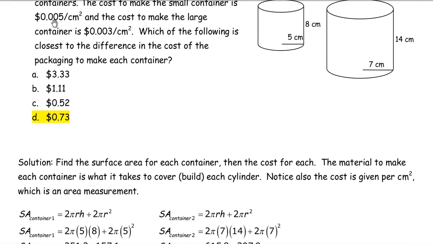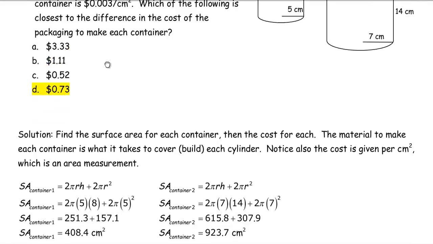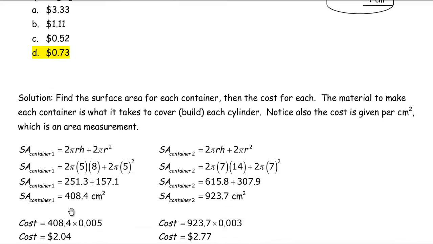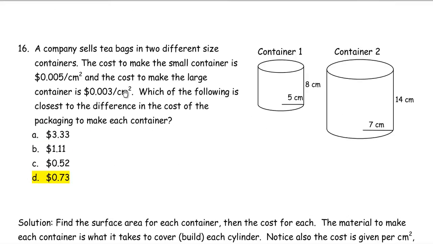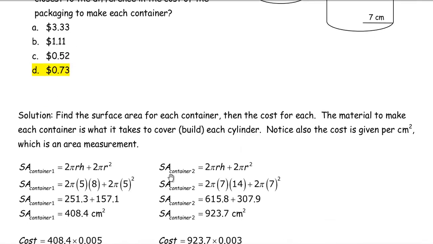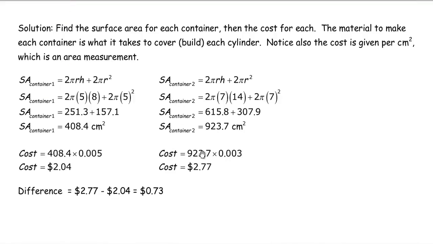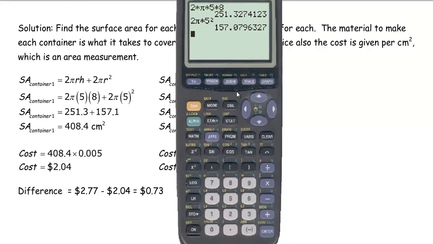Now we're told the costs. It's slightly different for the two. The first one's a little more expensive. $0.005 is half of a cent per centimeter squared, and the other would be 0.3 cents per centimeter squared. It's easy to just leave it in dollars though, because then your final answer is in dollars. So the first one is multiplied by its surface area, and for the large container, we multiply its cost by the 923.7. So the 408.4 times the higher cost is $2.04, and since it's money, you round it to 2 decimal places.